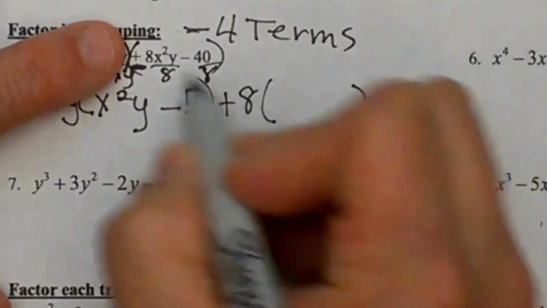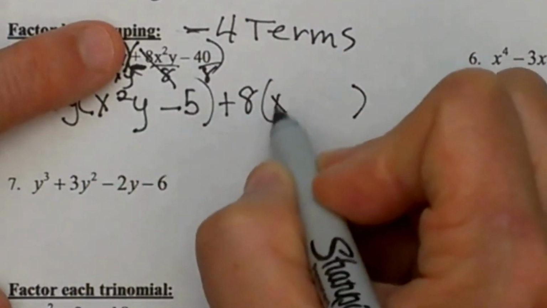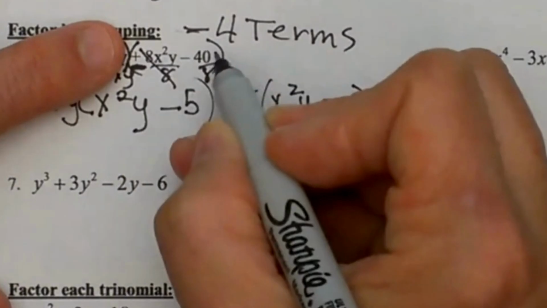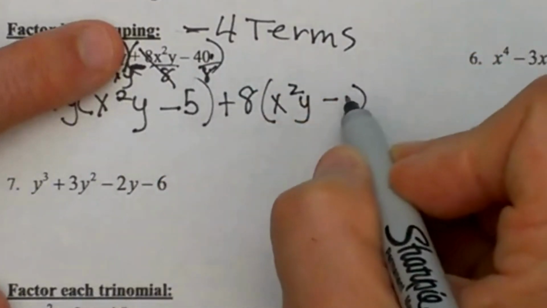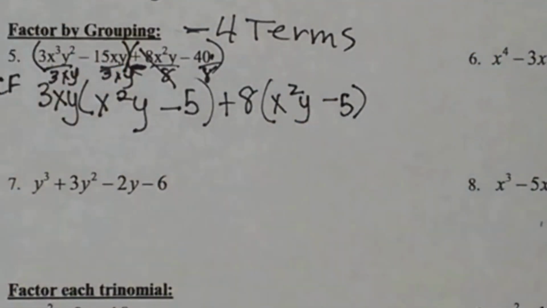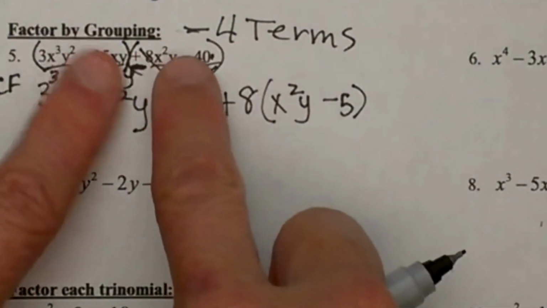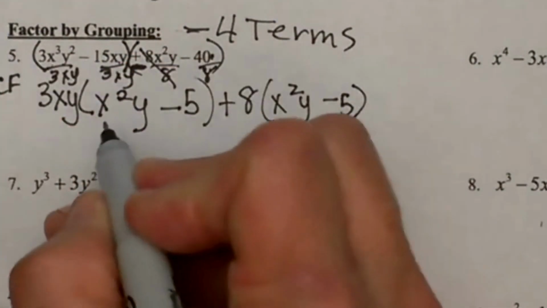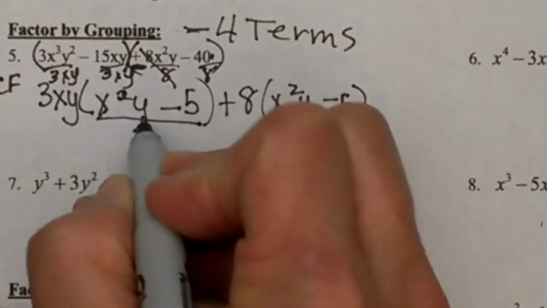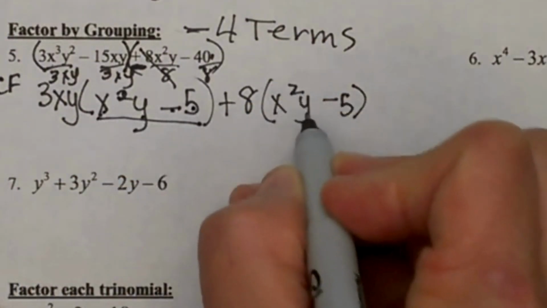So once I divide those, my 8's are canceled, and I'm left with x squared y minus, well, 40 divided by 8 is 5. Okay, so let's see what we have. We've taken out a GCF out of each of the 2 original groups, and now notice what's left in parentheses. X squared y minus 5, x squared y minus 5.